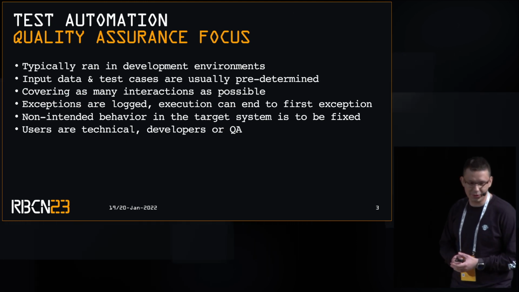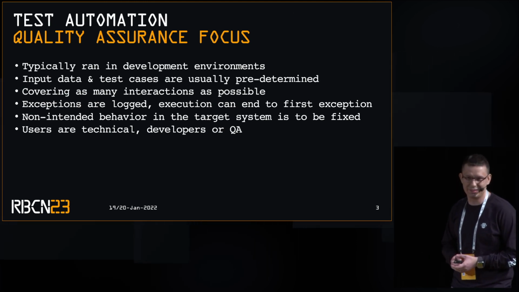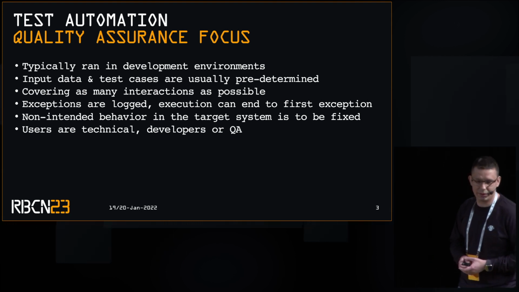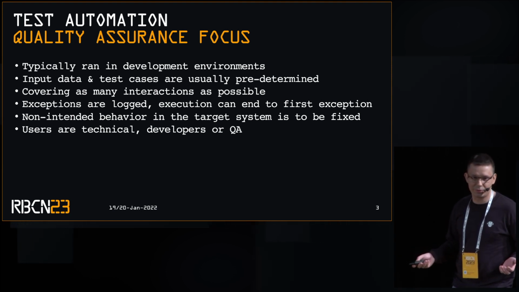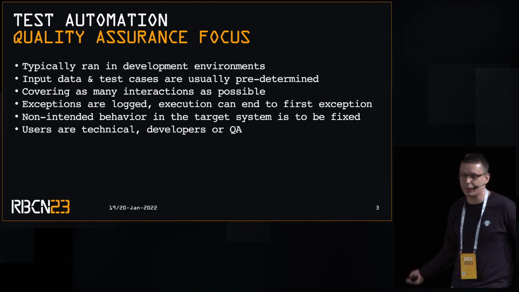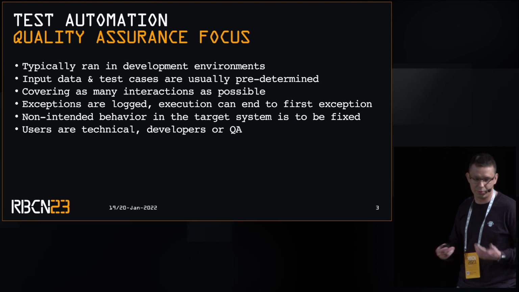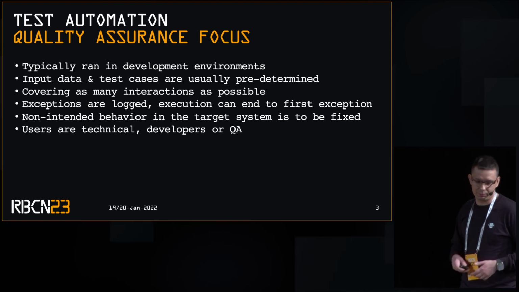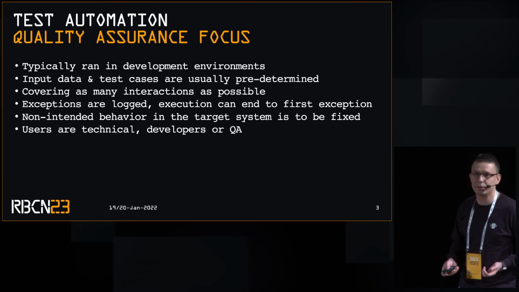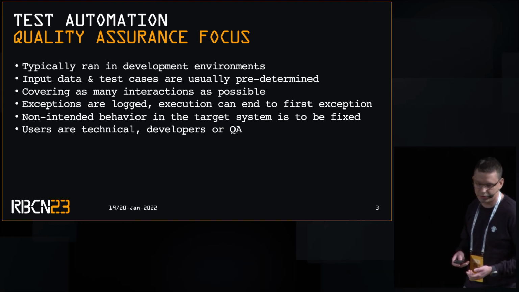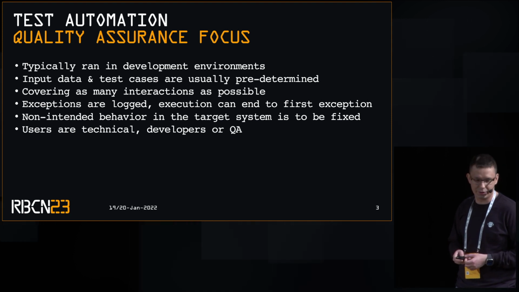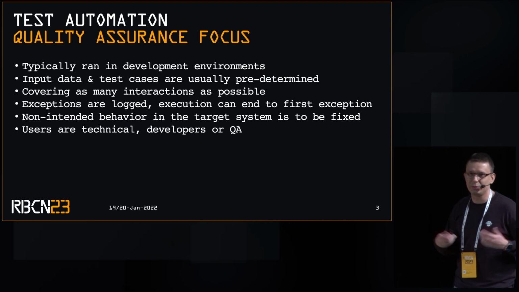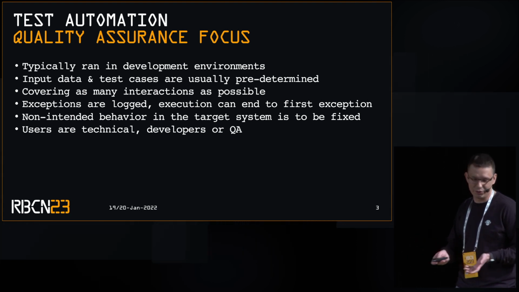So test automation, you are probably a lot familiar with this, maybe a lot more than me. But test automation is typically run in development environments. So the systems you are working with, you can mess around, you can input data, you basically want that system to break. Also, you have some preset input data and test cases that are usually predetermined. You have an idea how the system should work, and you are trying to test that the system works in that way. You want to cover as many interactions as possible. You want to see that there are no bugs.